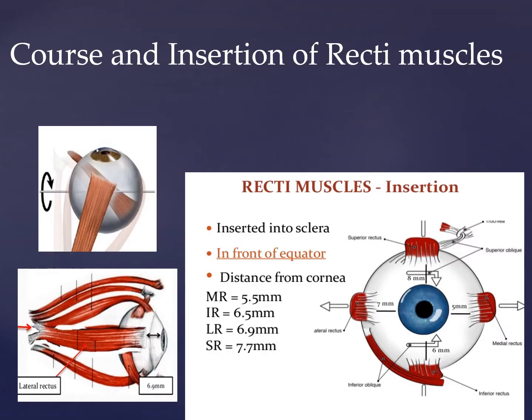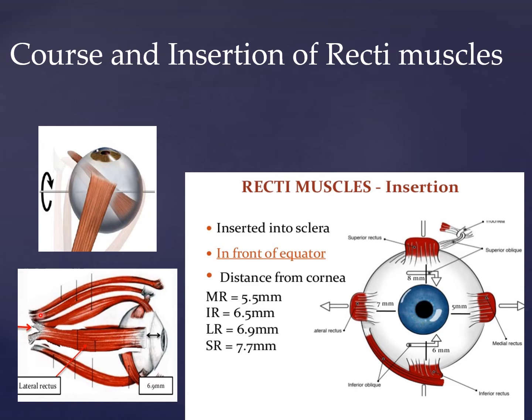Now the course and insertion of recti muscles. The word rectus is a Latin word which means straight. These muscles are named recti because they have a straight course from their origin to insertion in comparison with the oblique muscles, which are obliquely placed in the orbit. But actually recti are not as straight as their name means. Medial and lateral recti are relatively straight.